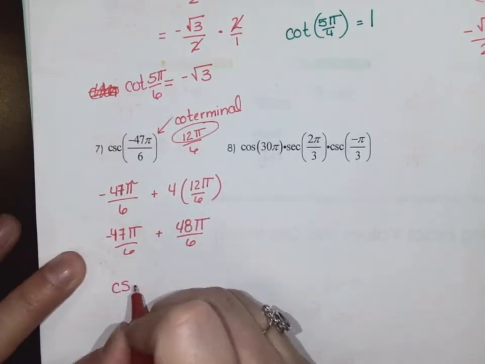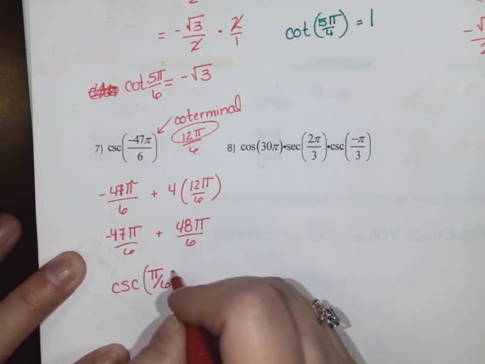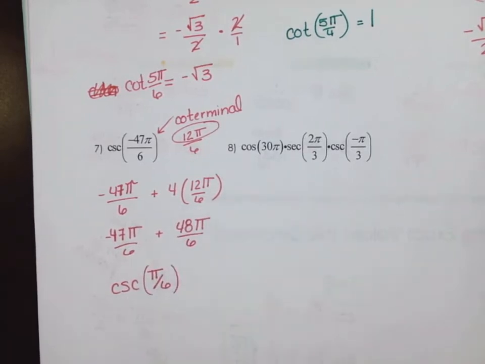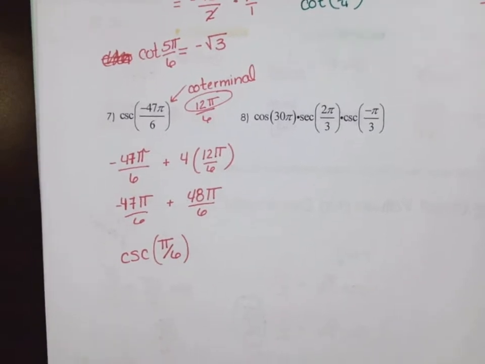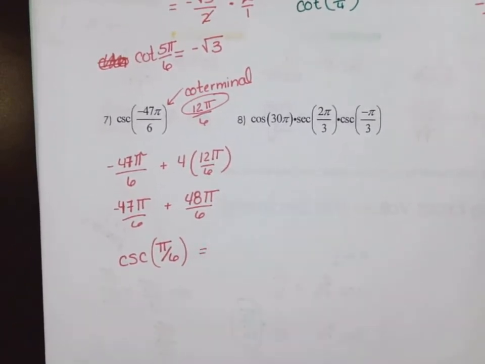So we're looking for cosecant of pi over 6. Cosecant is the reciprocal of sine, so I'm not even going to write it down. I'm going to get you to do it.